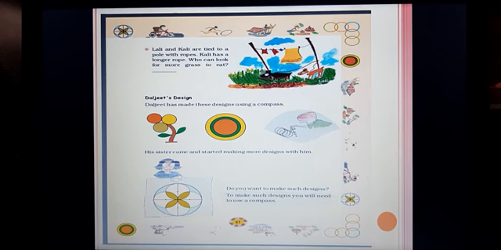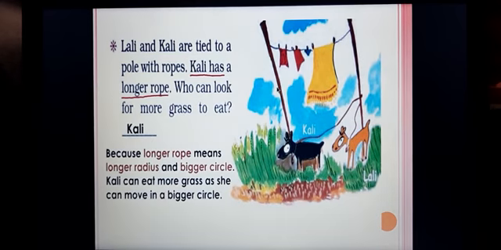But what happens, they want to eat the grass there. So who can eat it clearly, more far away or nearby? Okay, so these examples are given. We will see the answer here. You can see that Kali can eat from farther away, because her rope is the bigger one, whereas Lali's rope is smaller, so she cannot reach the grass.